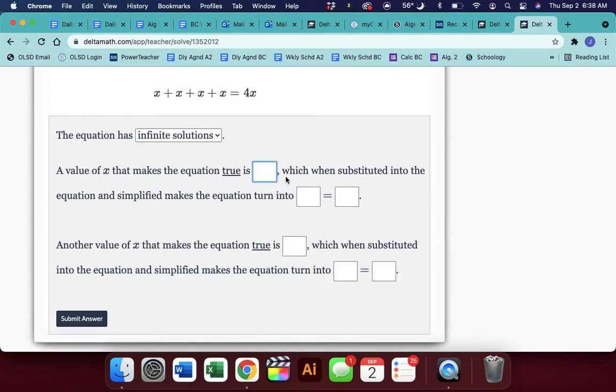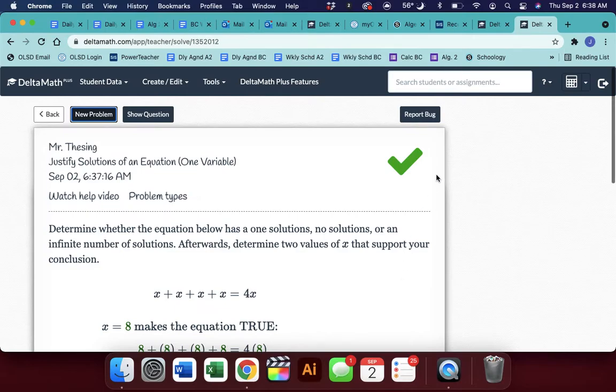So a value for x that makes this true is, you can plug in anything you want, right? So we tried 10, and when we simplified it, we got 40 is equal to 40. We added 10 4 times, and then we did 4 times 10 over here, and they're equal. How about 5 for x? So 5 plus 5 plus 5 plus 5, that's 20. 4 times 5 on the right is also 20. We get a solution there. Okay, so that's how you're going to work through problems of that type.